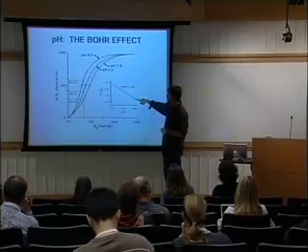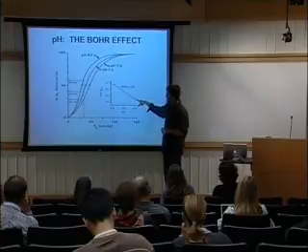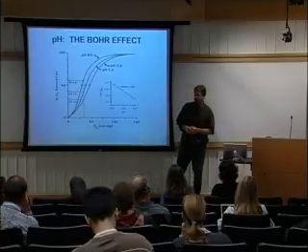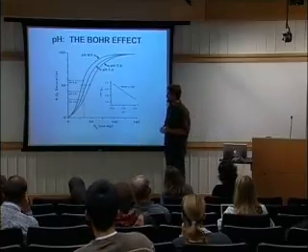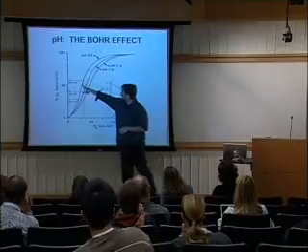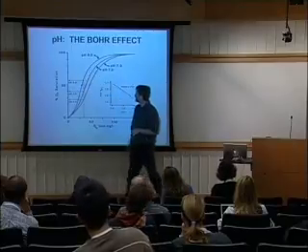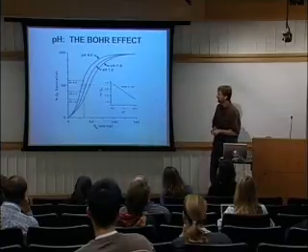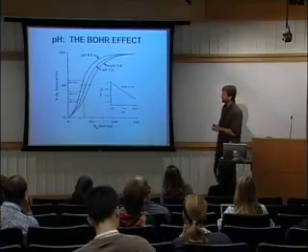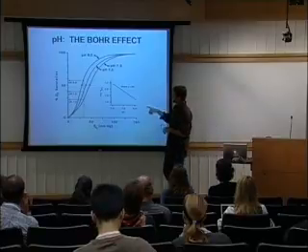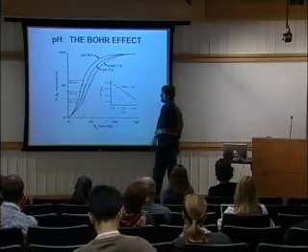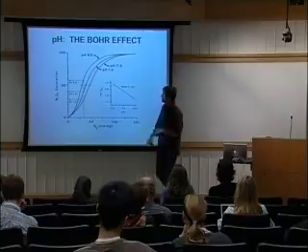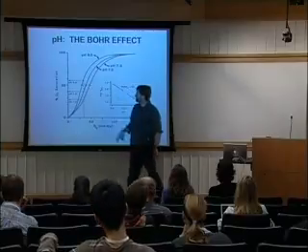So higher pH is giving you a higher affinity, which is a lower P50. So as you acidify the blood, the P50 increases, which means the affinity decreases.